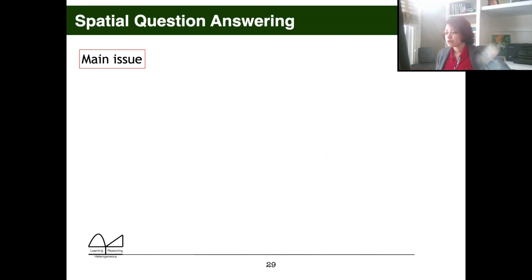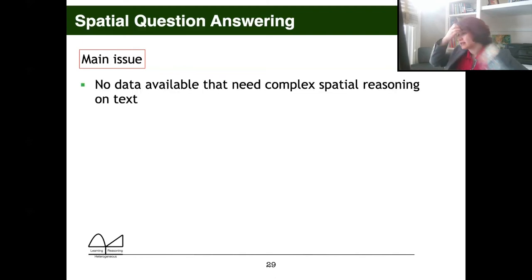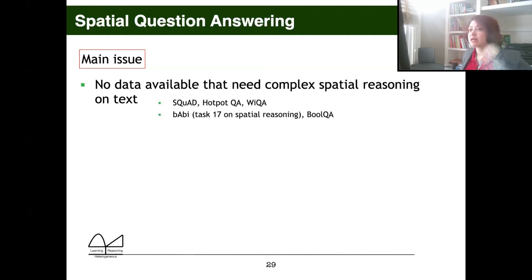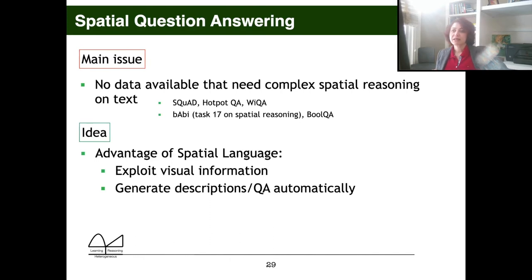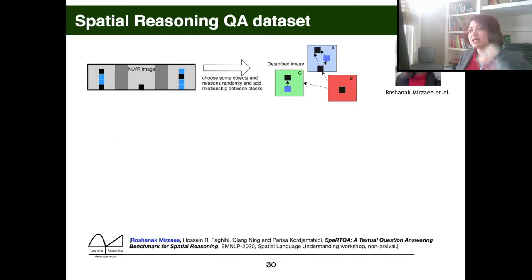And then we also wanted to do the same thing, exploiting the semantics, with spatial question answering and spatial reasoning. But the main issue here was that when we looked at all the available data sets, like HotpotQA, SQuAD, and other popular data sets, none of them had really complex spatial reasoning where we could say these formalisms are necessary. So we had an idea that maybe since spatial information is related to visual, we can generate data automatically based on the available visual information. And we followed that idea.